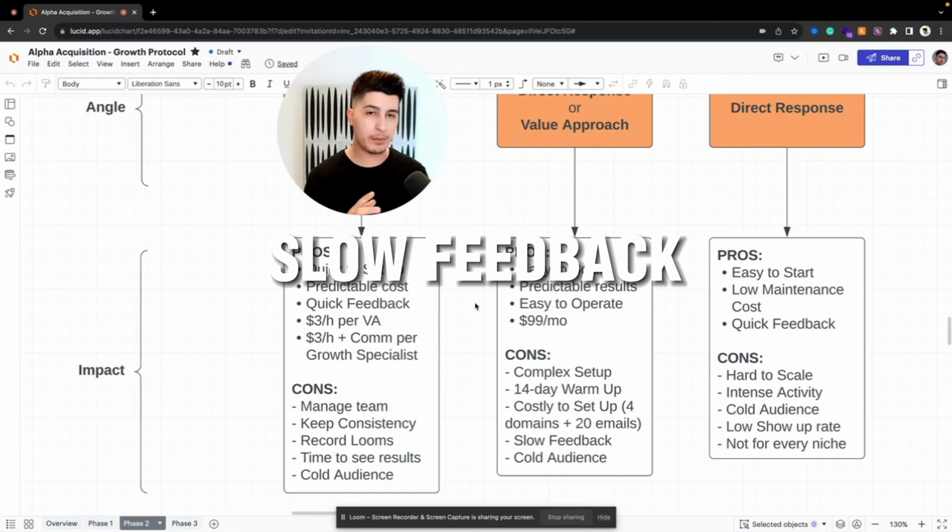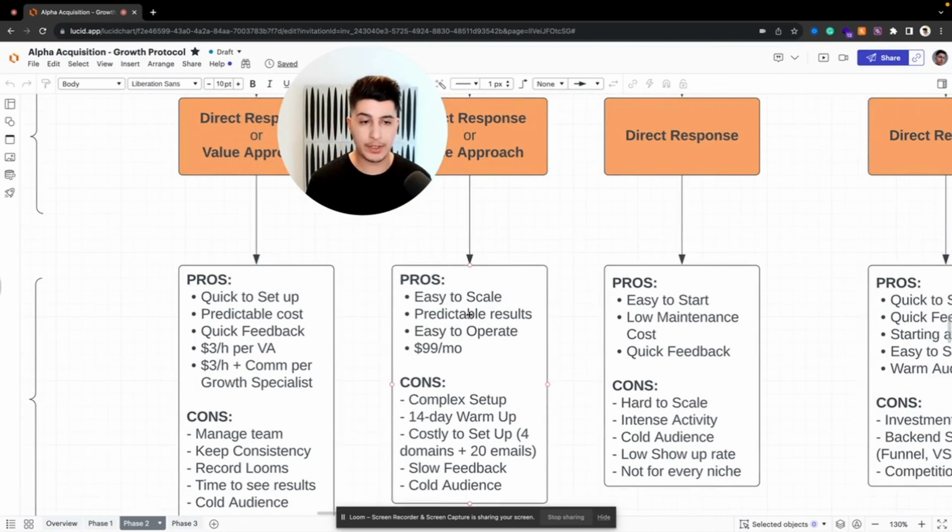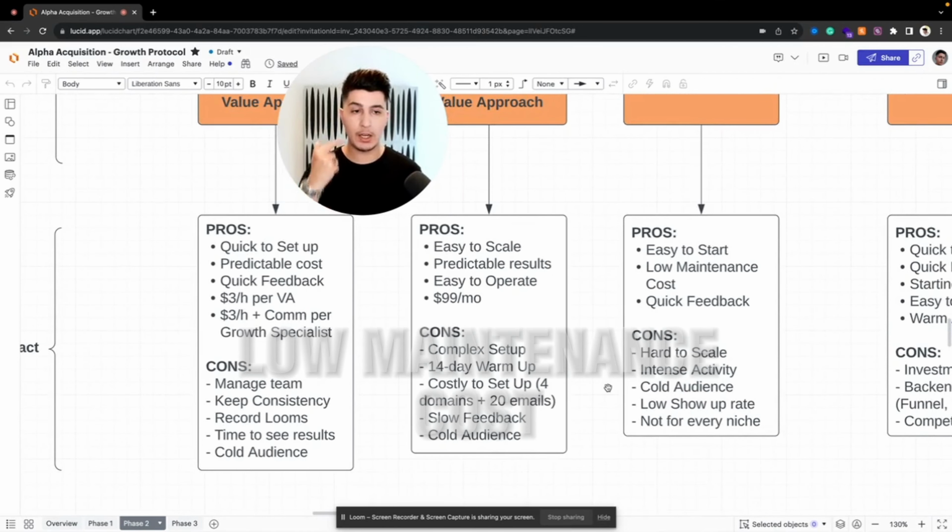You'll get slow feedback from the market. Why? Because if you have fresh domains, for example, it will take some time to get traction and replies. And also, again, it's a cold audience, meaning that once they book the meeting, it's still cold. So on the other hand, for example, with cold calling, it's very easy to start, with low maintenance cost.